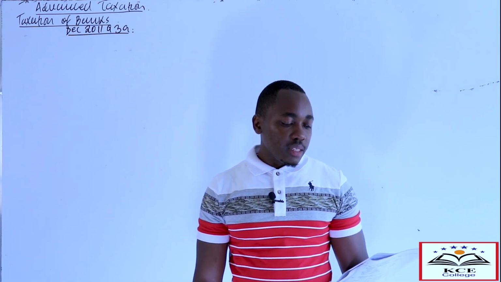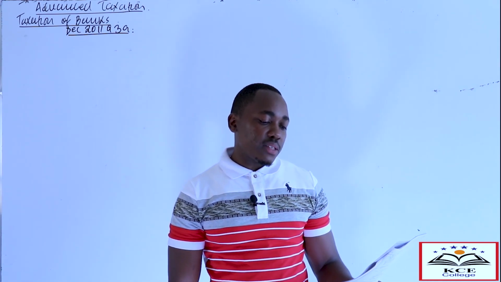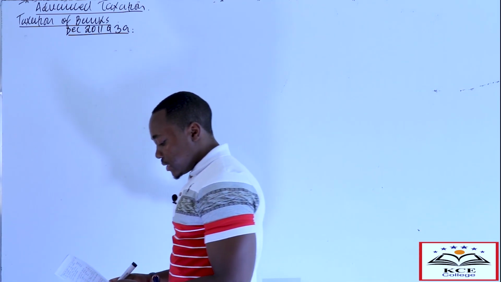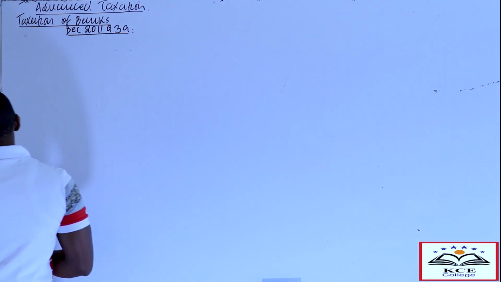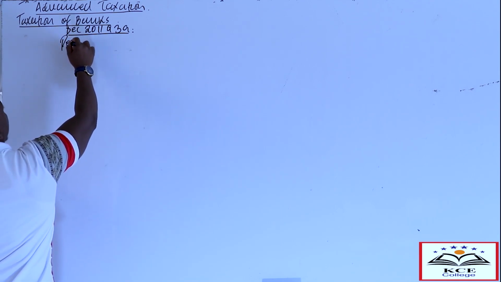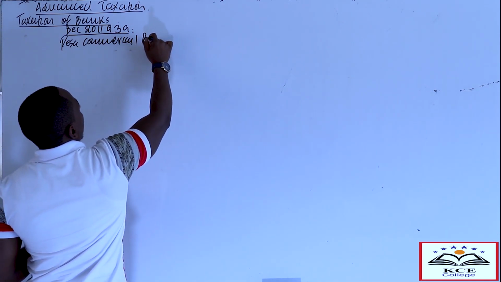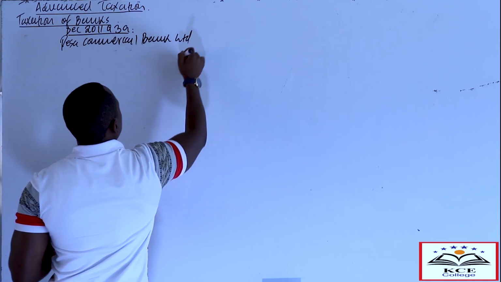Required: an adjusted statement of taxable income for the year ended 31st of December 2010. Adjusted statement of income statement. So how do we prepare that? So the name of the company is Pesa Commercial Bank Limited.